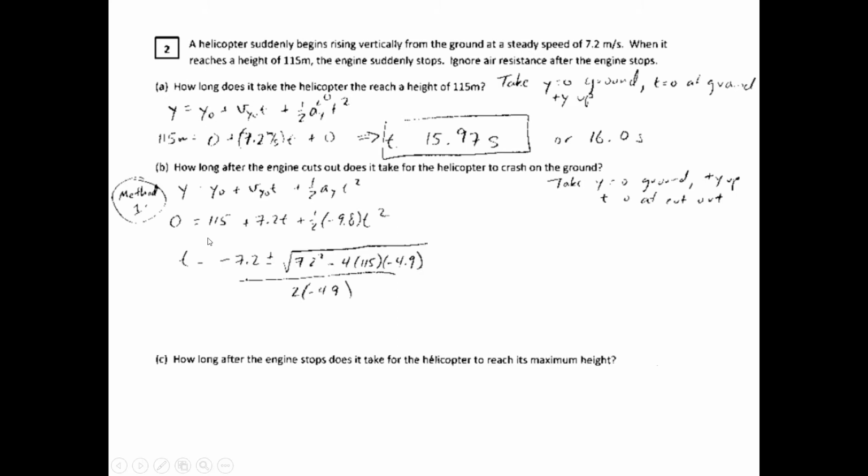Okay? In our case, the solutions for the t's are t equals negative b, so negative 7.2, plus or minus the square root of b squared, that's 7.2 squared, minus 4 times a, and our a is 1/2 times minus 9.8, so our a is minus 4.9, times c, and our c is 115. All of that mess over 2a, and that's 2 times minus 4.9.